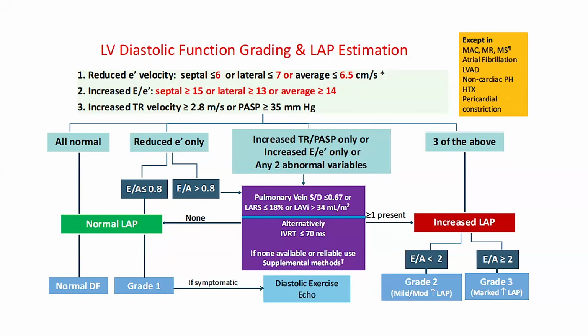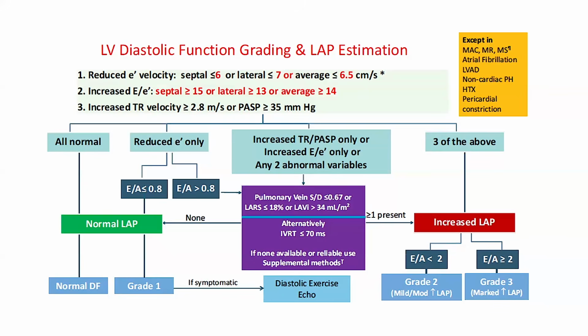One of the ways that we can look at this is your S over D ratio less than 0.66, which again should typically have a higher S compared to D, but in diastolic dysfunction, because of increasing left atrial pressure, your D becomes higher than S, so you have a ratio that's less than 0.66. The other thing that we can also look at is your left atrial reservoir strain that is less than 18, or your left atrial volume index greater than 34, reflecting chronically elevated left atrial pressures. Finally, the other thing that we can also look at is your IVRT less than 70 seconds.